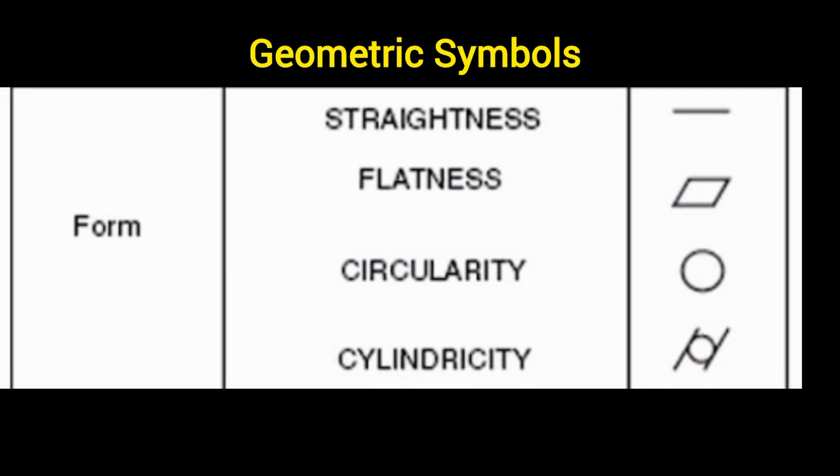The first category is form, and in this we have 4 different symbols. Straightness actually ensures a perfect line. Flatness ensures a perfectly flat surface. Circularity ensures that we have a perfect circle, and cylindricity ensures a circular surface and a cylindrical straight axis. All of these 4 symbols do not require any datum or any reference. So form does not require any datum.